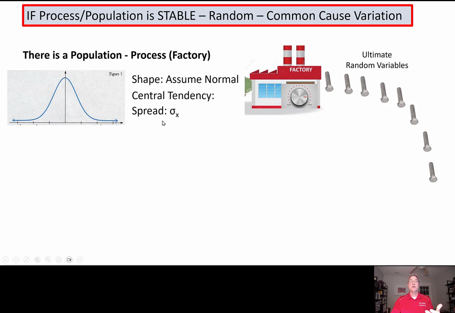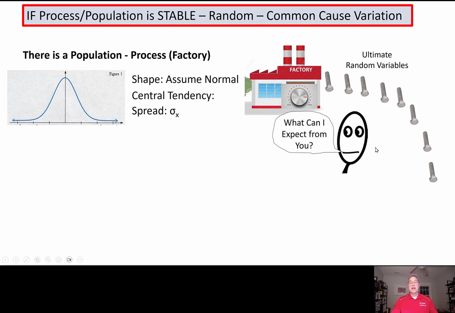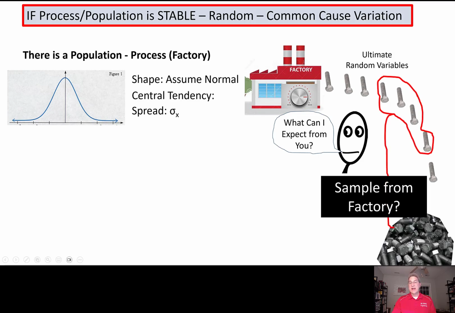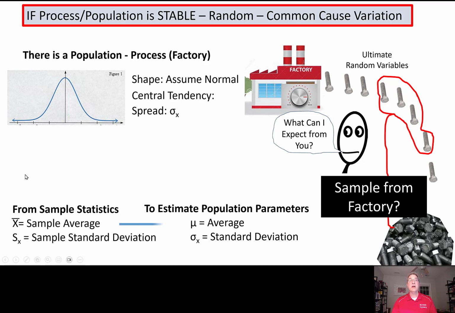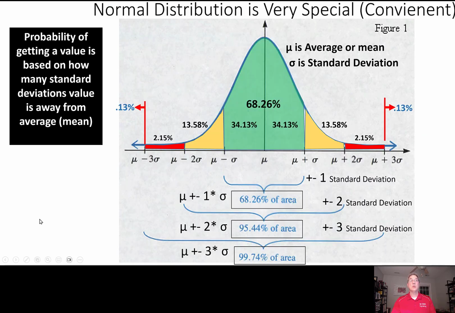It has a distribution. We assumed normal with some central tendency and spread. And now we want to know what can we expect from our factory. So we're going to take a sample from the factory to estimate the population parameters. We'll do that using the sample statistics. And then once we do that, statistics can tell us what to expect.